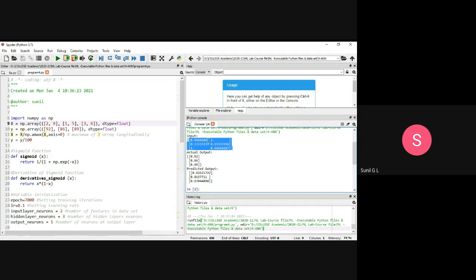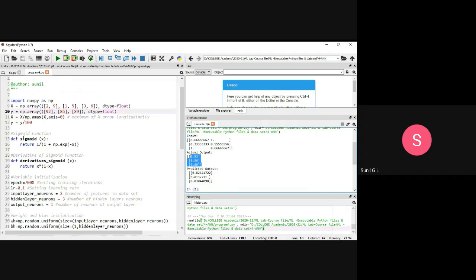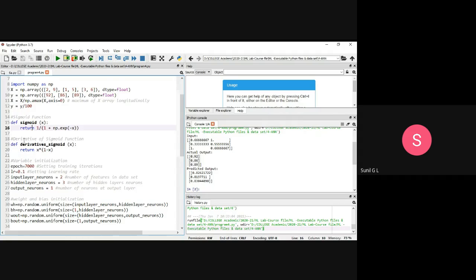So this will be the input. After that, the output is divided by 100, so 92 divided by 100 gives the actual outputs 0.92, 0.86, and 0.89. Now this is the sigmoid function, 1 over 1 plus e power minus x. That is the definition of the sigmoid function, and we are using it. This is the derivative of the sigmoid function, x into 1 minus x.